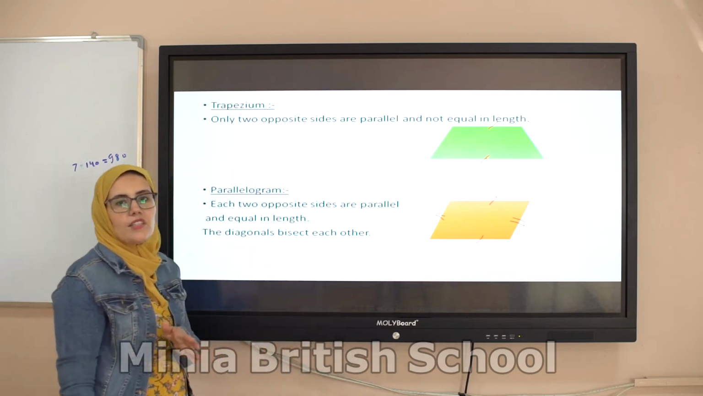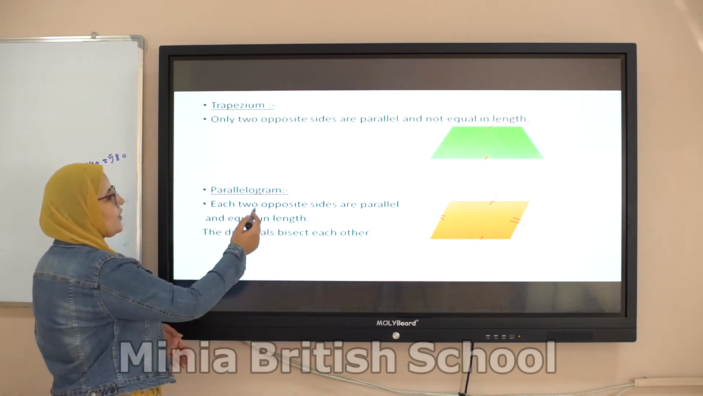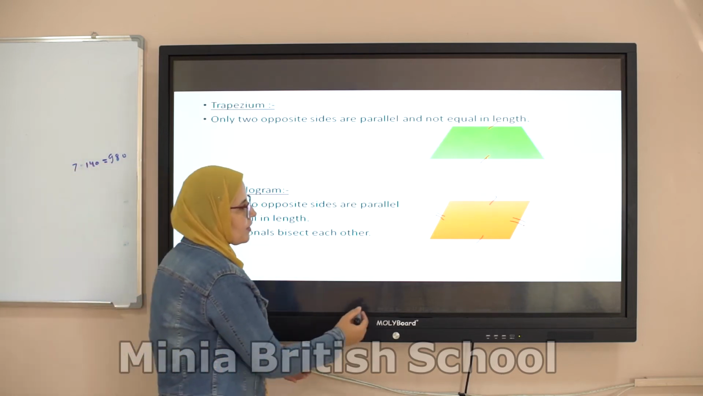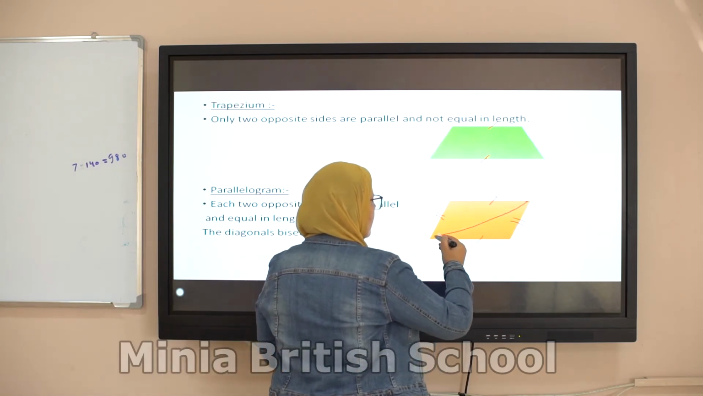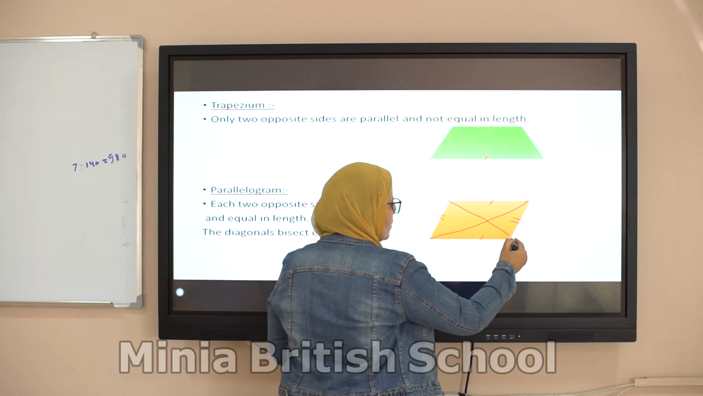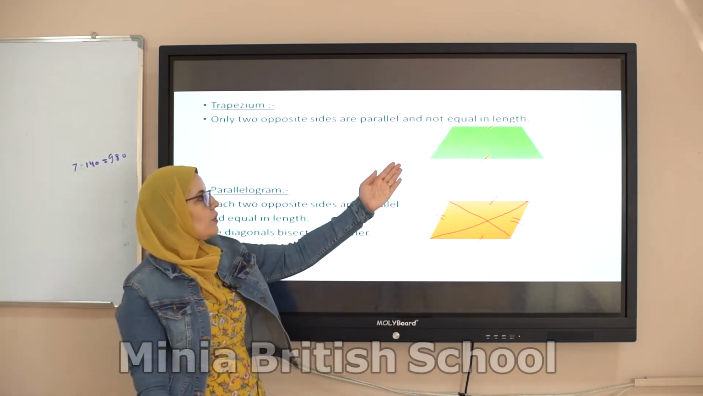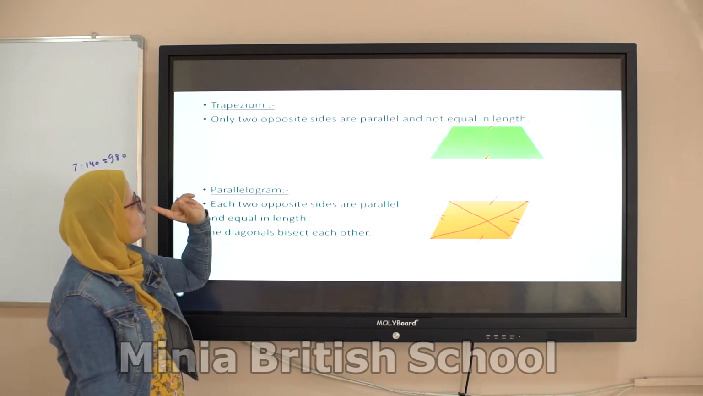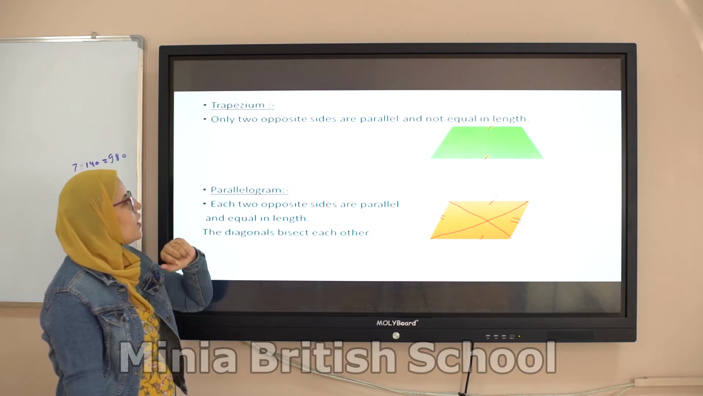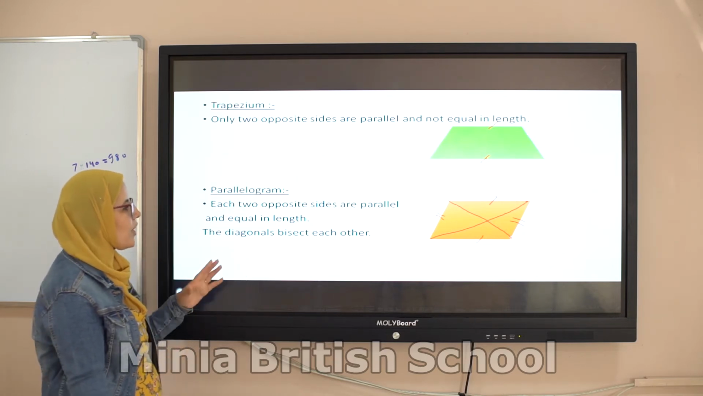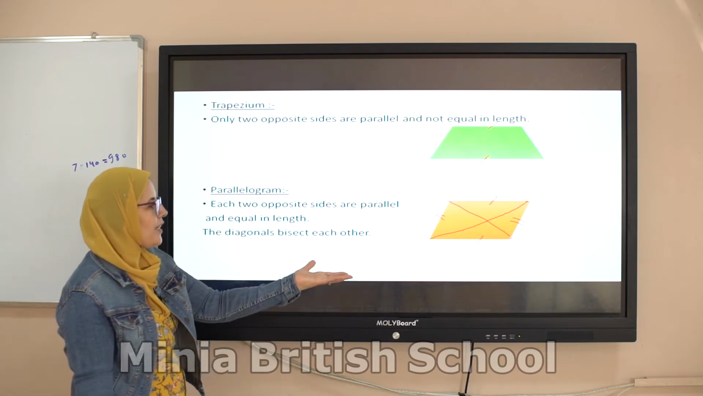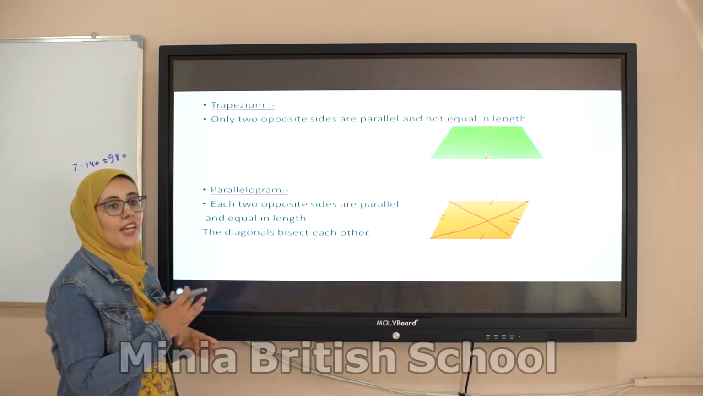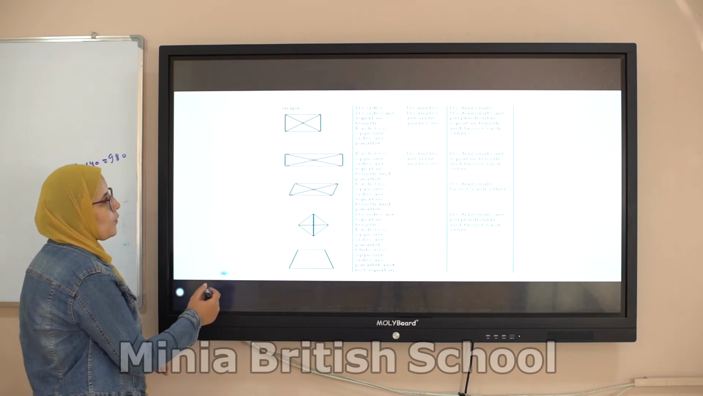What about the diagonals? The diagonals here bisect each other. So each two opposite sides are parallel and equal in length, and the diagonals bisect each other. That's it. You have to know only this information. In the trapezium, only two opposite sides are parallel and not equal in length. But about the parallelogram, each two opposite sides are parallel and equal in length, and the diagonals bisect each other. Now we have this table.